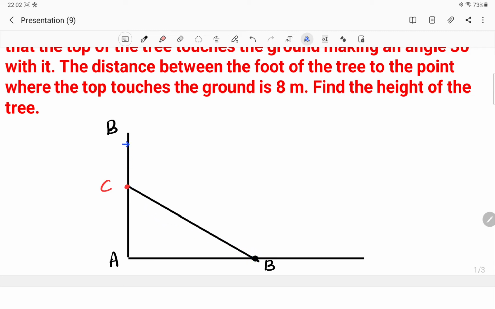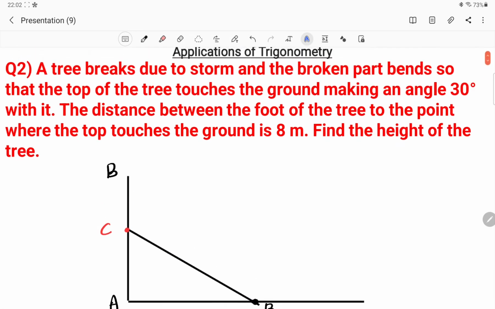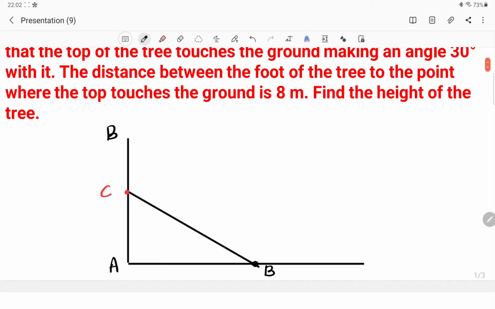This CB is going to come down and it is going to make an angle of 30 degrees with the ground. So this angle will be 30 degrees, and the tree is of course vertical, so that is why it is 90 degrees.